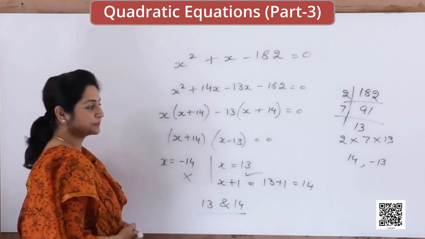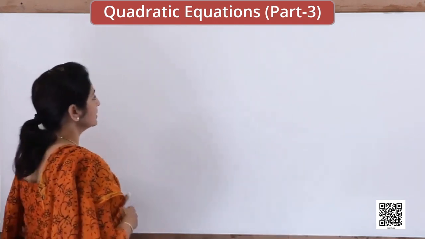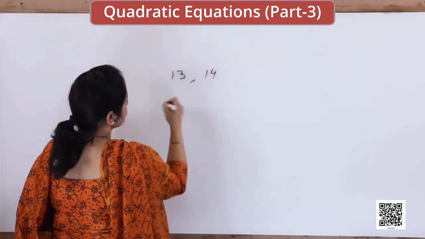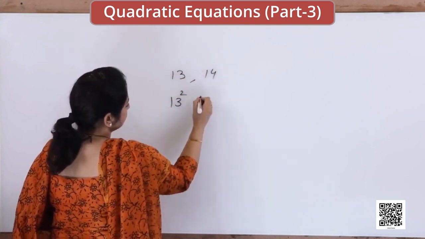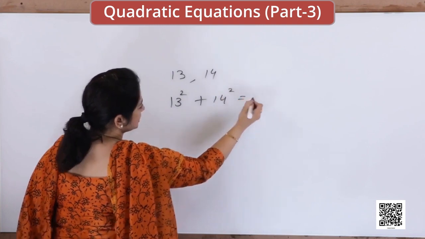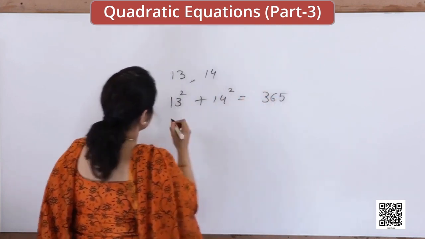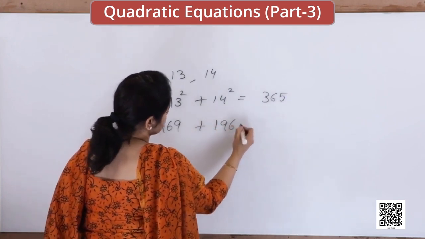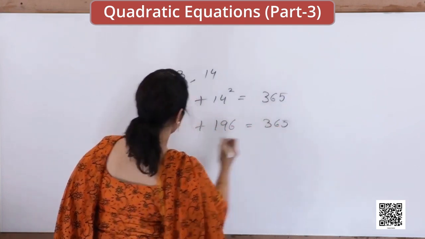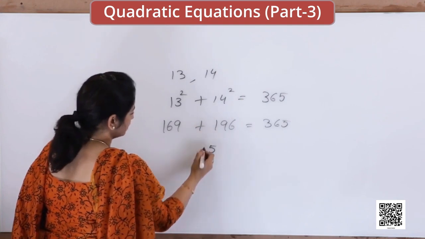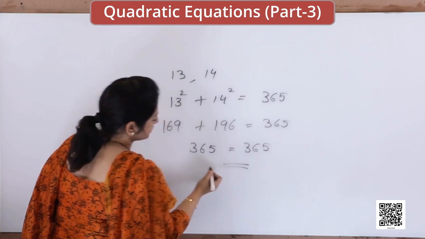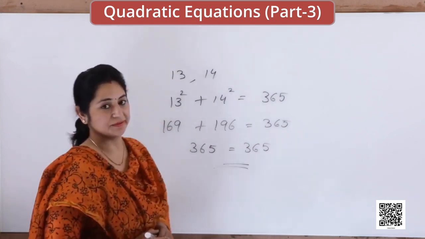That's the answer. Now to cross check it, we can simply do the squares of both the numbers 13 and 14. So 13 squared plus 14 squared should be equal to 365. Square of 13 is 169 and square of 14 is 196. It should be equal to 365. Adding this we get 5 here, 6 and then 3. So 365 is equal to 365. So our answer is correct.